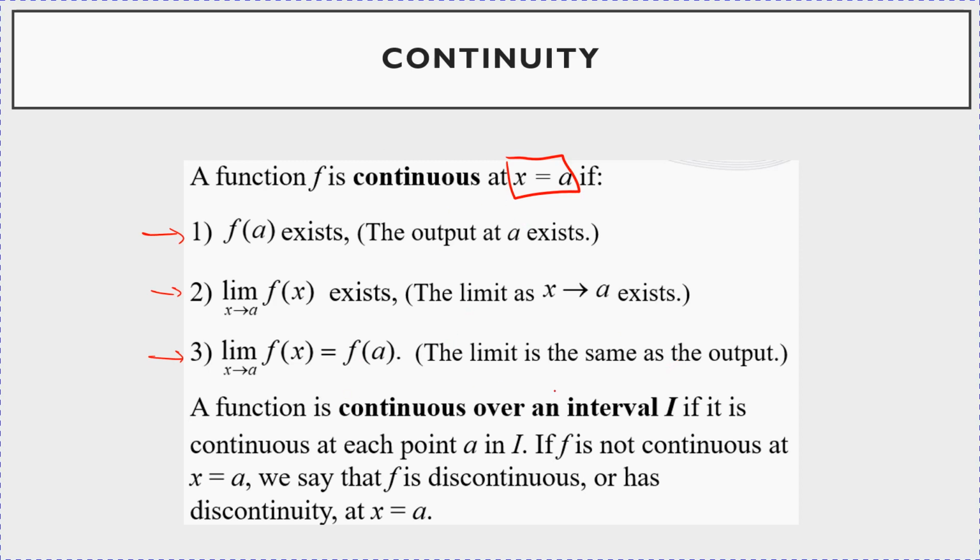So a function is continuous over an interval if it is continuous at every point in that interval I. If f is not continuous at x is equal to a, then we say f is discontinuous, or that it has a discontinuity at x is equal to a. So what I want to do in this lecture is walk you through three examples asking if the function is continuous at a specific x value. Remember, you have to meet all three of these conditions.